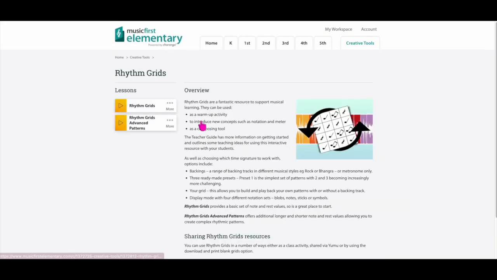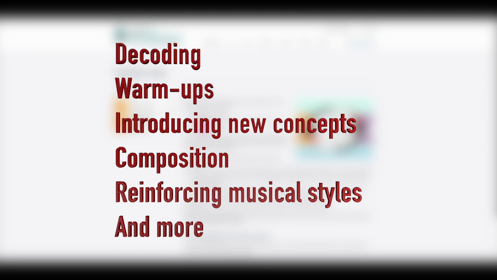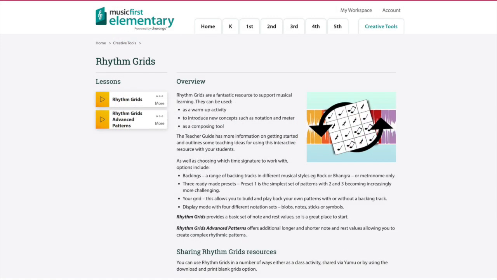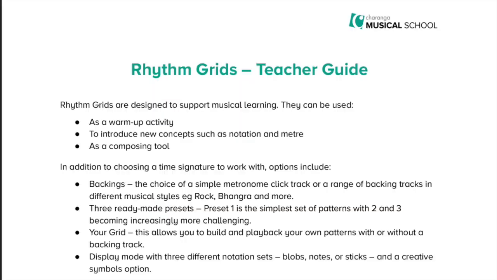Rhythm Grids is a fabulous creative tool to support the musical learning happening in your class. These grids can be used for decoding, warm-ups, introducing new concepts, composition, reinforcing musical styles, and more. When you launch Rhythm Grids, you will find the overview of the tool as well as great resources and blank grids. The teacher guide will give you ideas and valuable information about how to use the program.